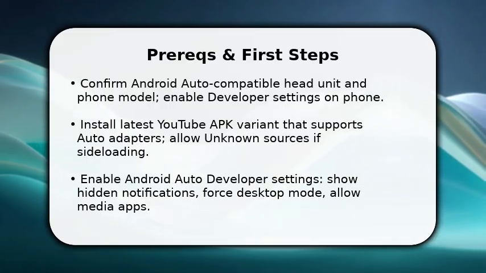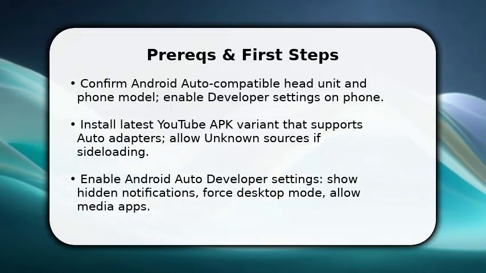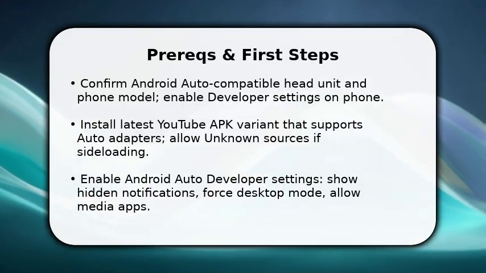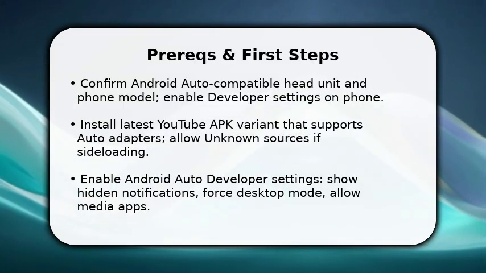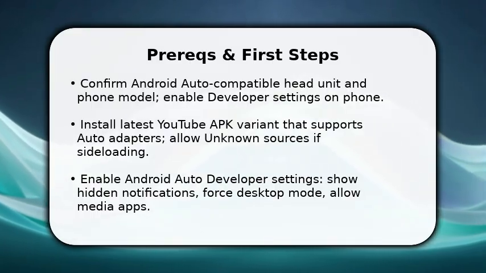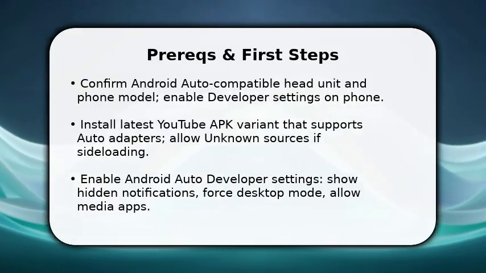Next, open Android Auto developer options and enable media app visibility and desktop or custom UI modes so third-party apps can register. Doing these steps first prepares both systems to hand off media controls and video output.